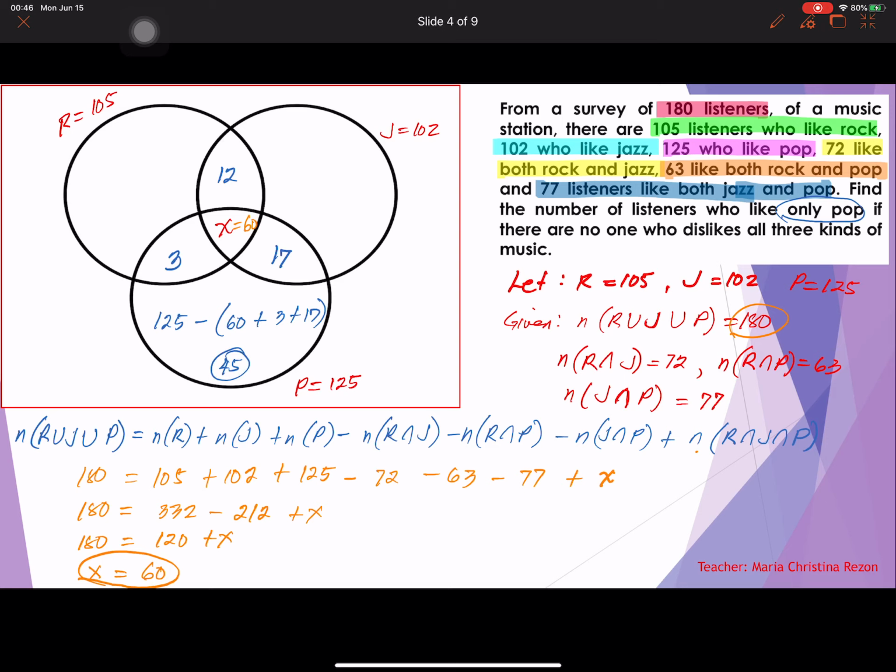So in other words, 45 listeners who like only pop music. Let's have another example.